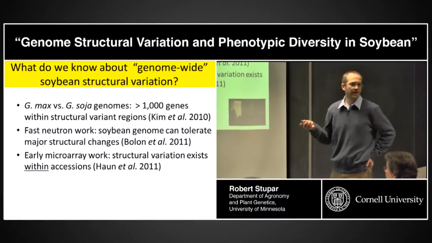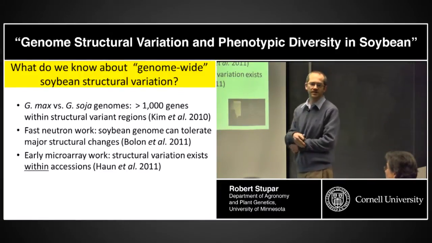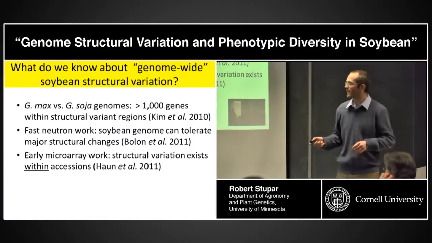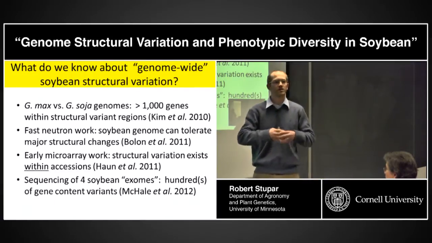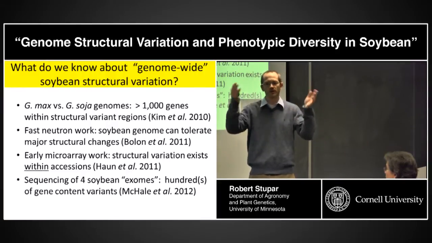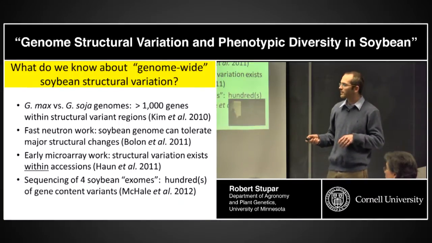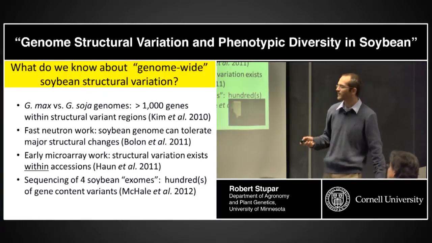Actually, I'm going to skip this part, but I should mention that we did work on structural variation within accessions. Within the reference genotype, Williams 82, we had a paper that came out a little over a year ago on that topic. Then I'm going to focus most of my time on comparing 4 soybean genomes, exomes in this case, where we found a lot of gene content variants. So we started to look genome-wide for structural changes in these genotypes as well. These are the topics that I'm going to cover today. This is the natural variation piece, this is the induced variation piece, and at the end, I'll talk a little bit about genome engineering and targeted changes.